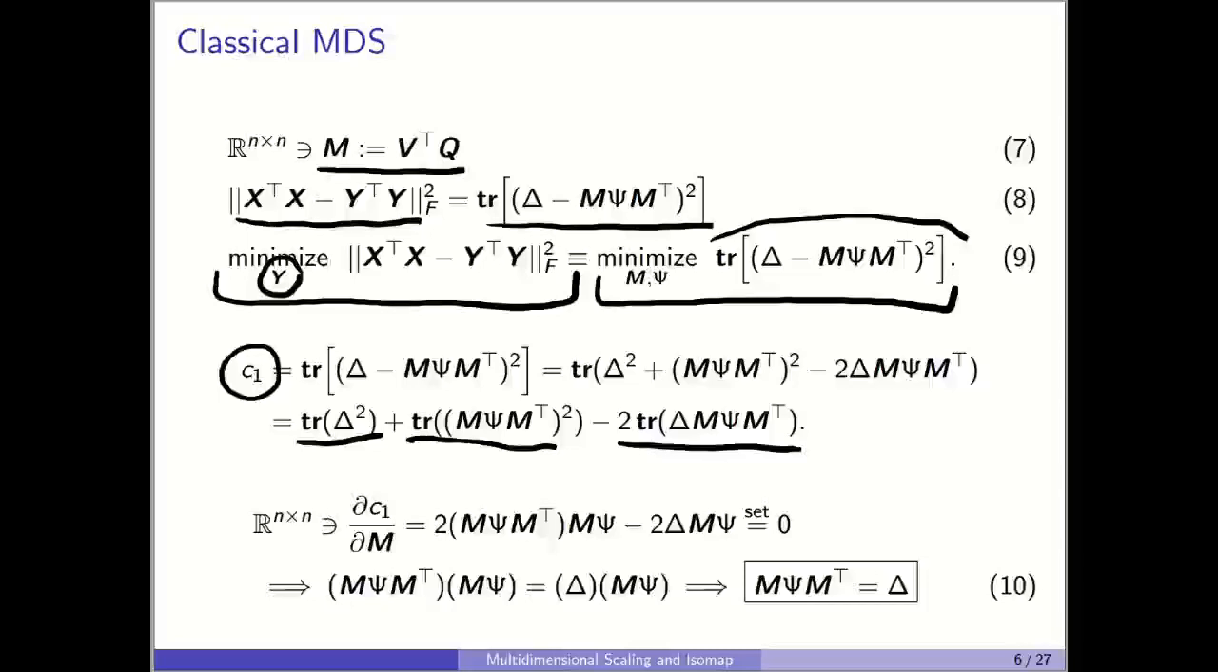And then let's take the derivative of C1 with respect to M. Why? Because this equation 9 is just an unconstrained optimization problem. This is a high school optimization. When we have unconstrained optimization, we take the derivative and we set it to 0. So we take the derivative with respect to M, and it is an n by n matrix, because M is a matrix.